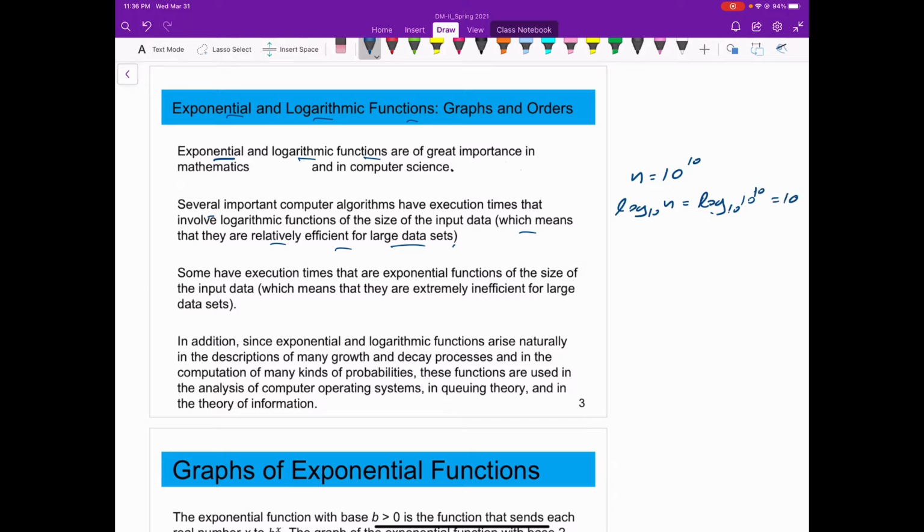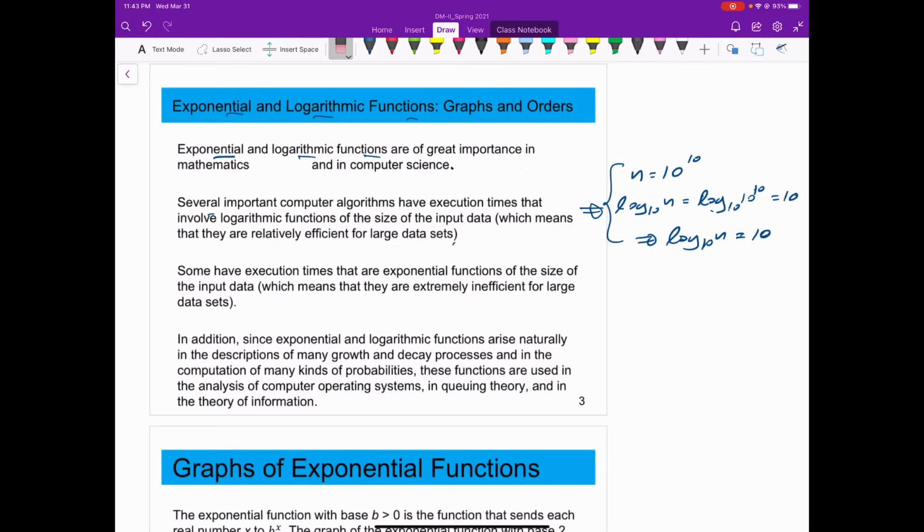You have seen that taking the logarithm of this big function makes the function very small, which is 10. So now we understand logarithmic functions are very important in computer science when you compute the complexity of computer algorithms. Some have execution time, this is the case where the computational time is a logarithmic function.